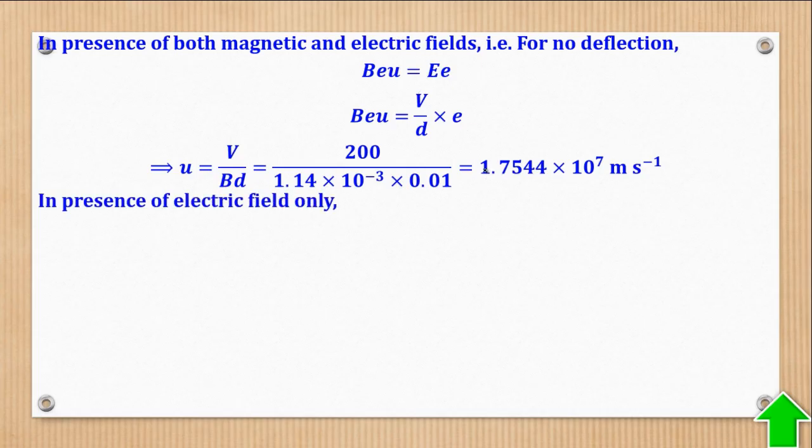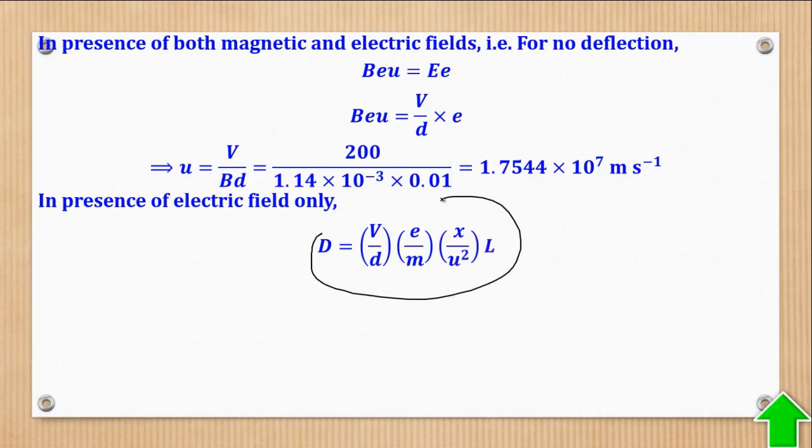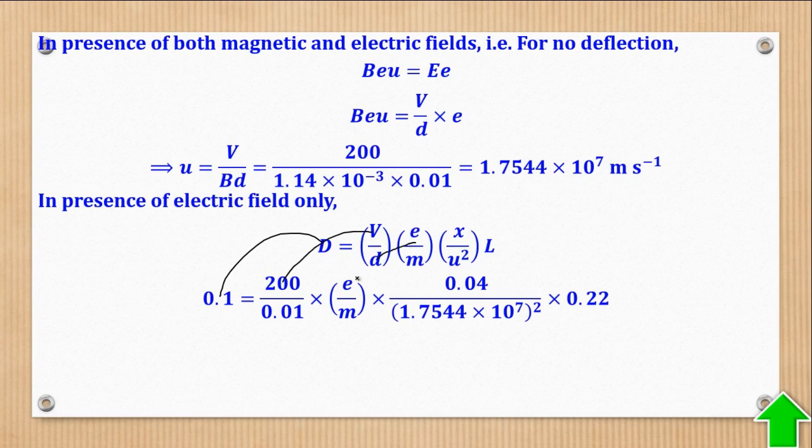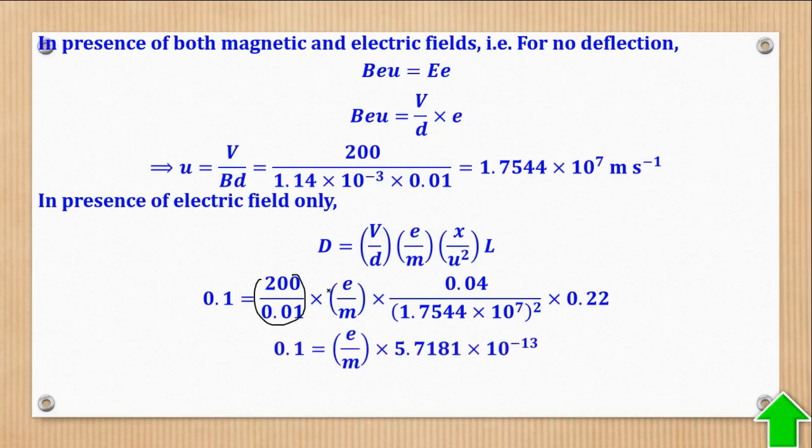Now, in the presence of electric field only, there was a deflection, and we know the formula for deflection, so we shall quote it. Then we substitute for capital D, V over D. This is what they want, charge to mass ratio. Substitute for this, substitute for that. Then simplify. So when I simplify this times this, gives me that. But my aim is to make the whole of this the subject. So make it the subject, you come up with this as the charge to mass ratio which they wanted.